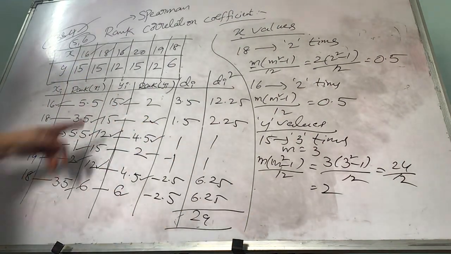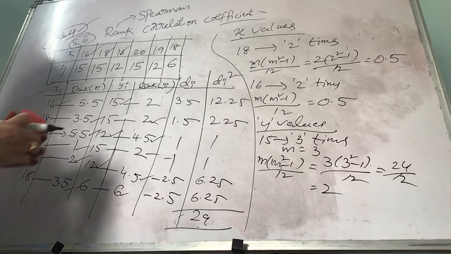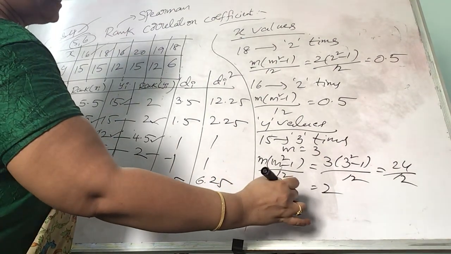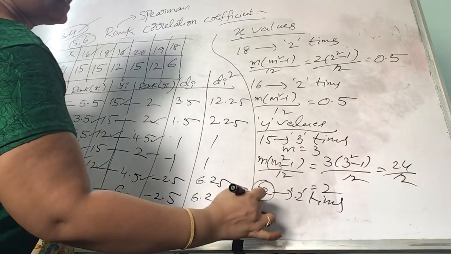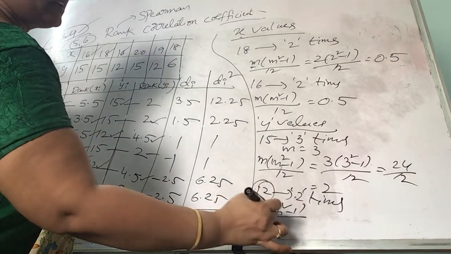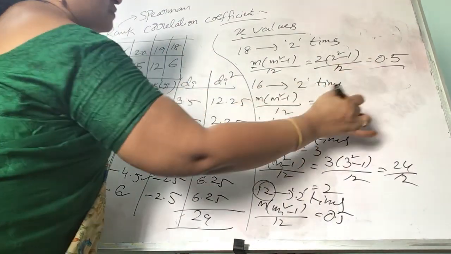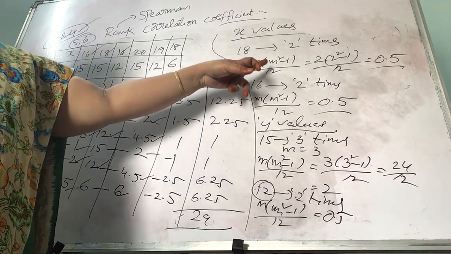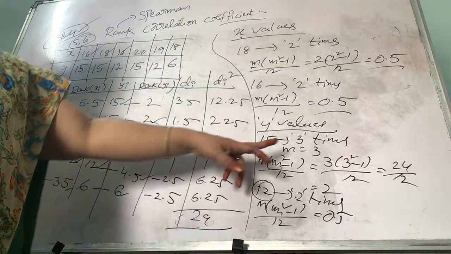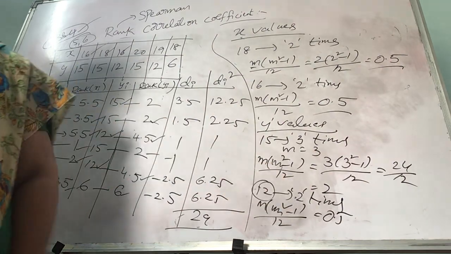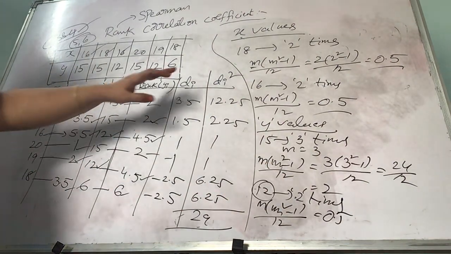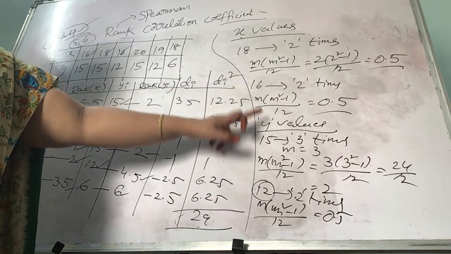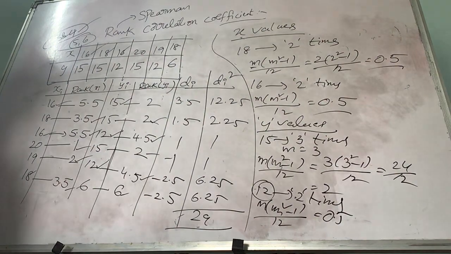Next, in the same way, in y values, 12 is repeated 2 times. Here also the factor m into m square minus 1 by 12 is 0.5, since m is the same value. If m, the number of times the observation is repeated, is equal to 2, then m into m square minus 1 by 12 value is 0.5. If m is equal to 3, the value is 2. For each repeated value, we find this factor value. So we have to add these 4 factors to summation of di square in the formula.